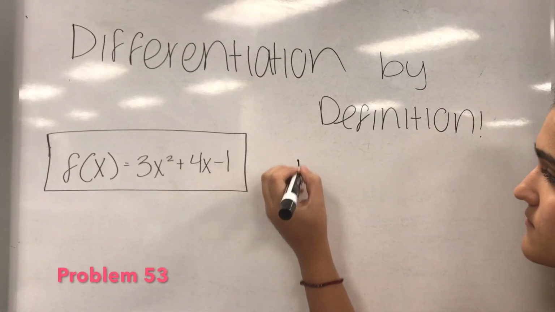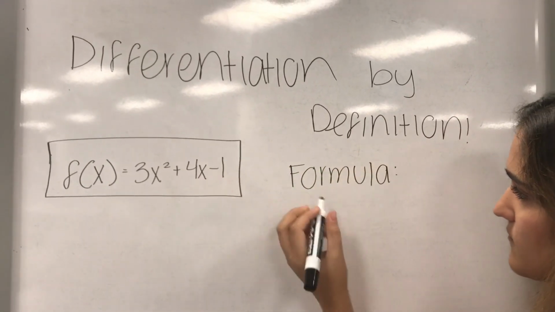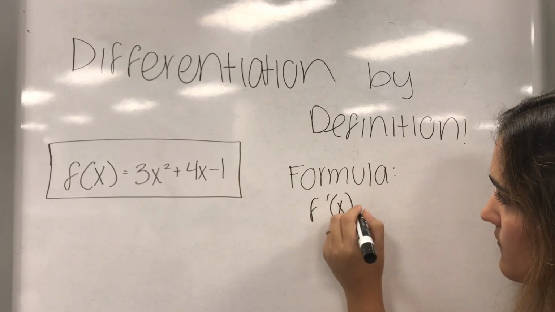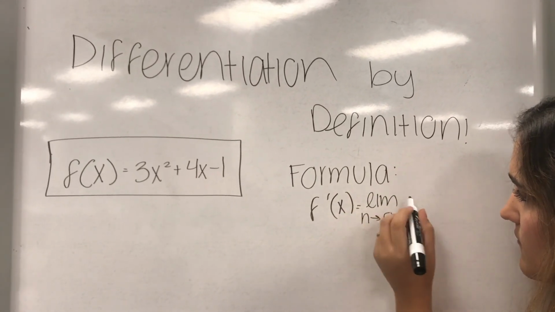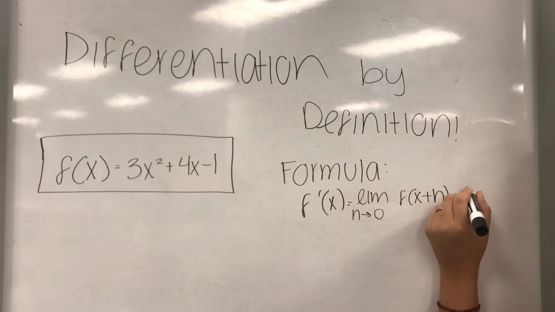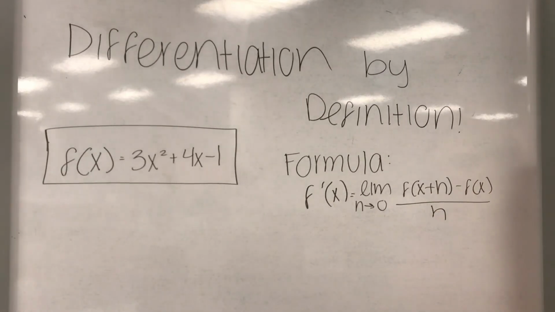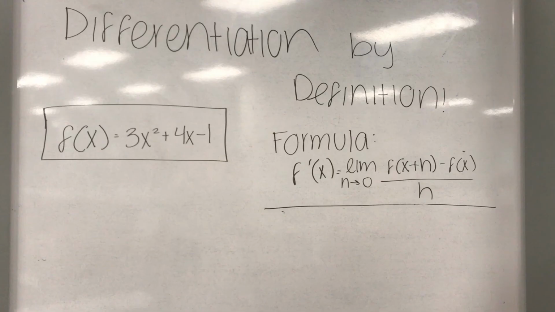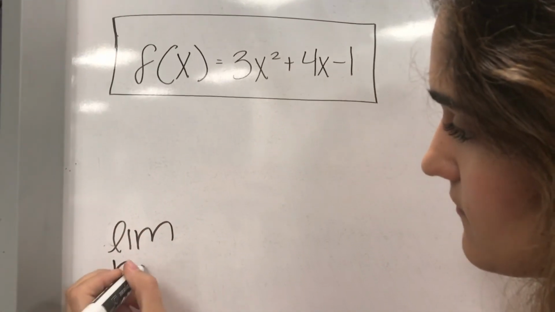Next up, we have differentiation by definition. In this type of problem, we need a formula, which in this case is the derivative of the function of x, limit when h approaches 0. Then we continue in the formula by placing f of x plus h, minus the function of x, all over h. The first step is to write limit when h approaches 0.